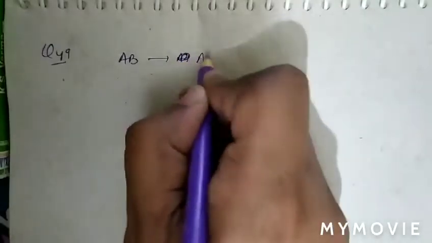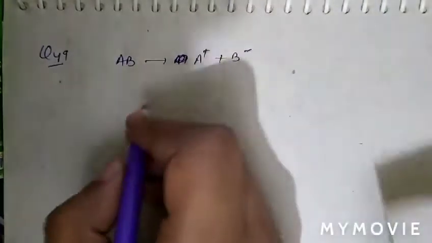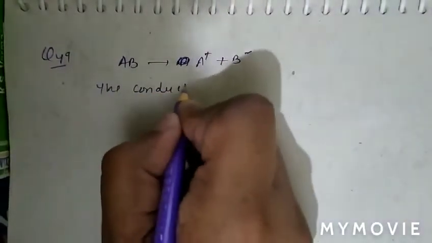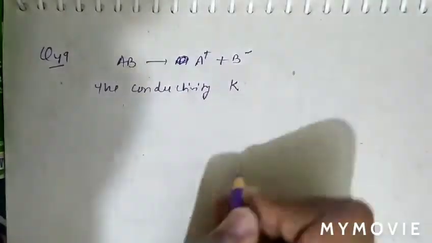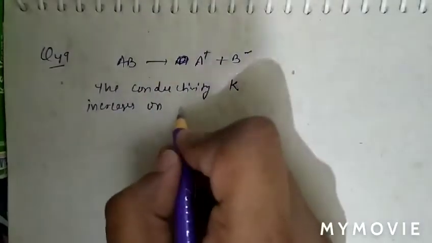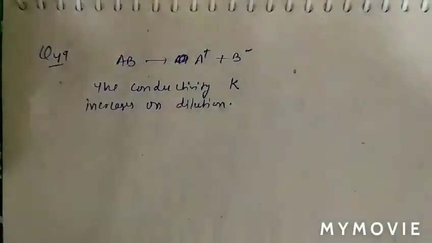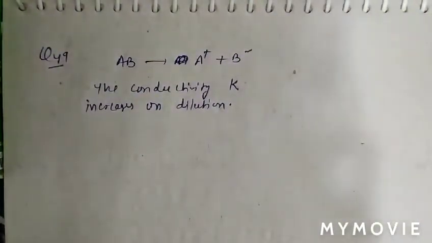See question number 49. In question number 49, what is given there? The conductivity of a strong electrolyte is. As we know that a strong electrolyte, if AB is taken, will break into A plus and B minus. And we know that the conductivity kappa increases on dilution. So we can say that question number 49, option A is correct.